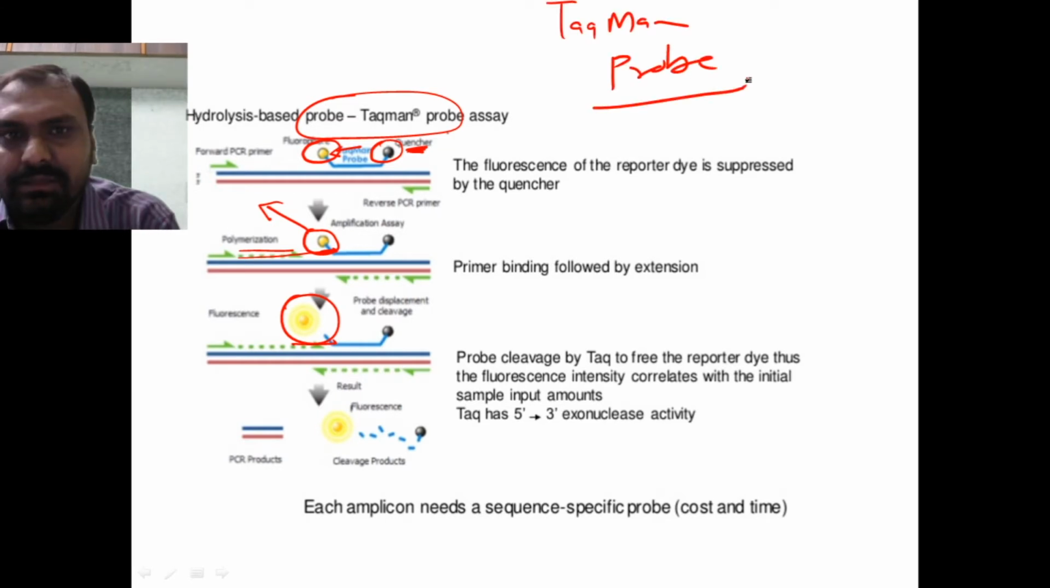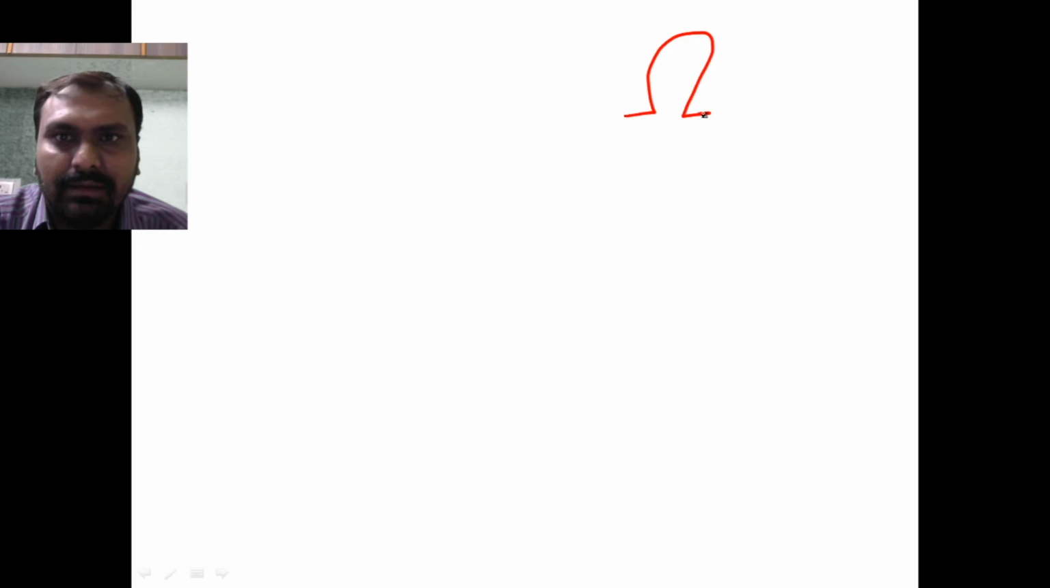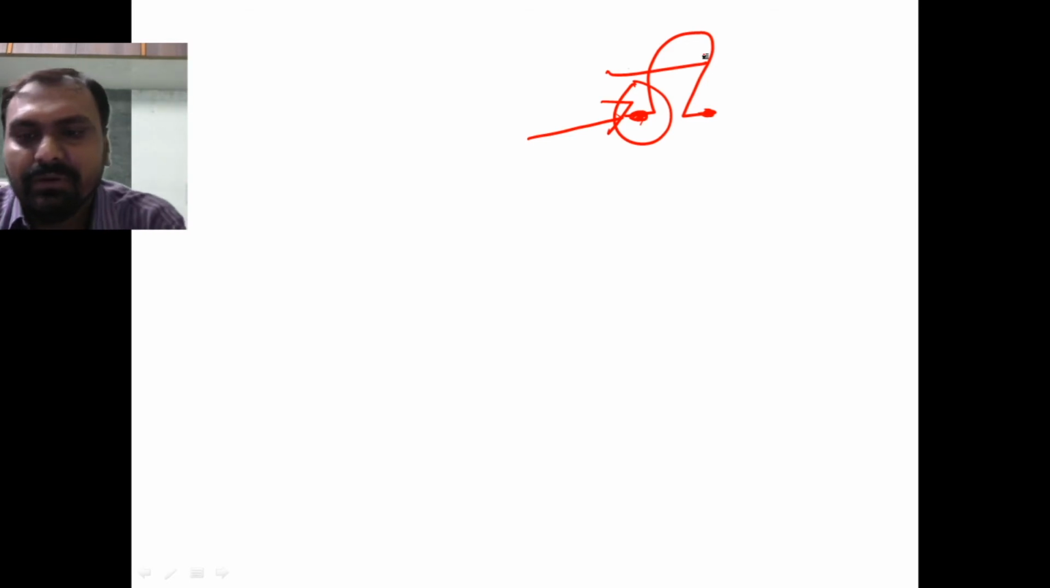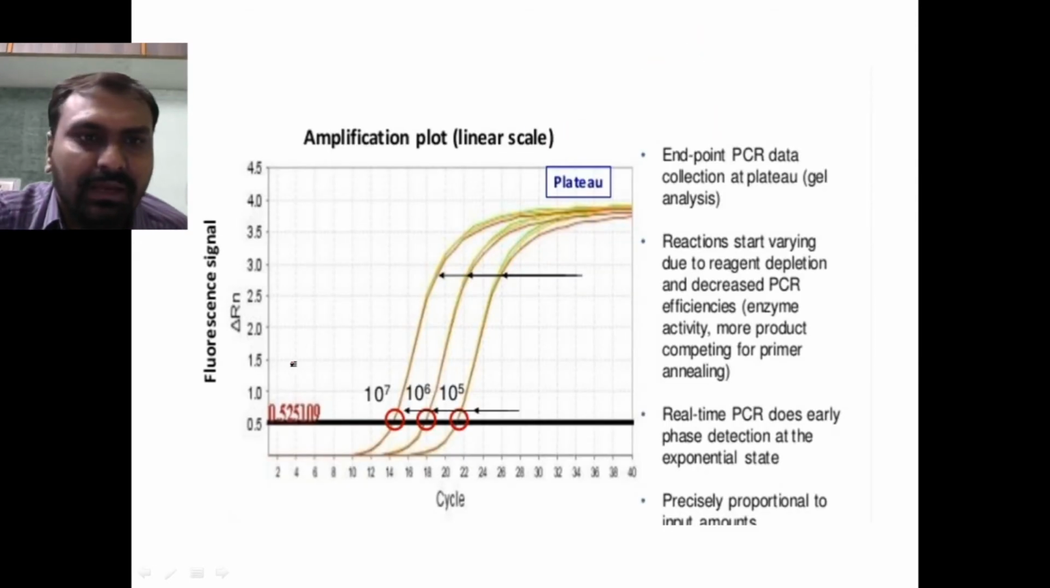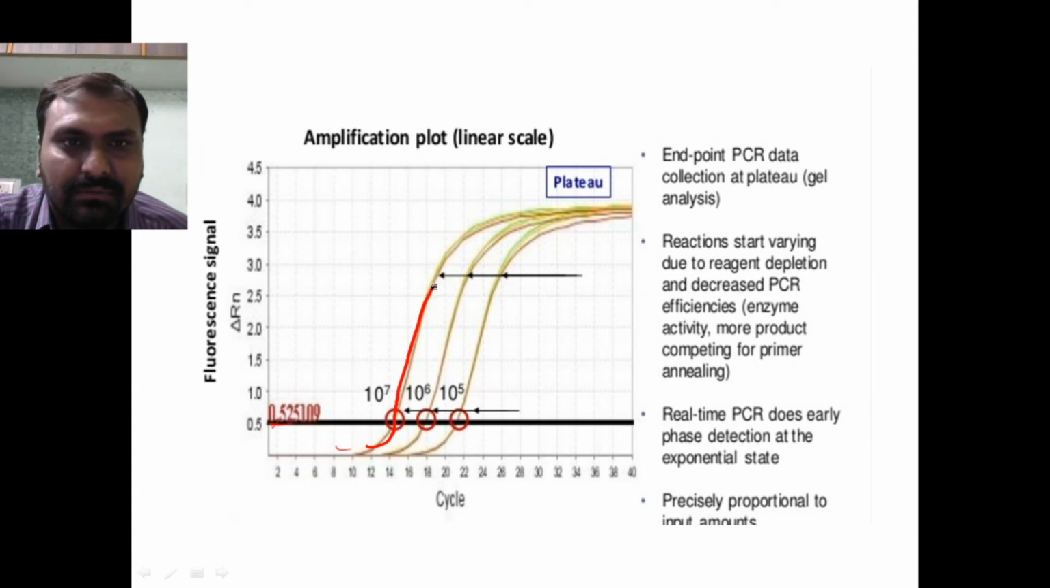And another is the molecular beacon. When there is amplification, this will be removed. So this is how real time PCR works. And here you can see this is the baseline, and once there is amplification it is detected by this fluorescence signal.